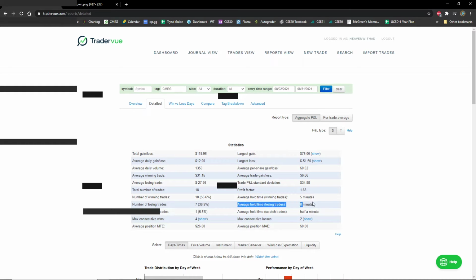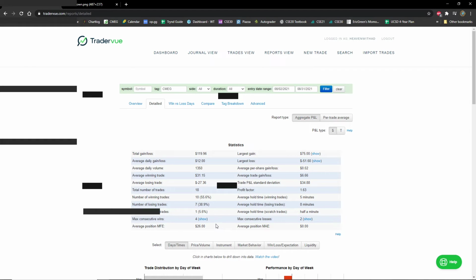I'm not liking how my average hold time is 8 minutes for losers. I think that's a little bit skewed though, because I think I had one trade where it was like 15 minutes, and it was because it was kind of just going sideways, and then I sold it for a loss. So I don't think it's actually 8 minutes for my losing trades.